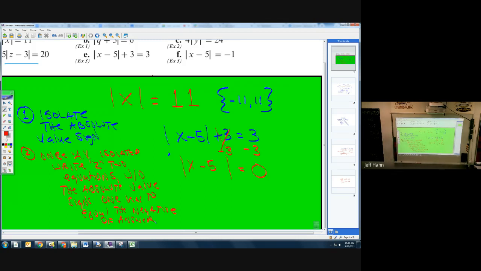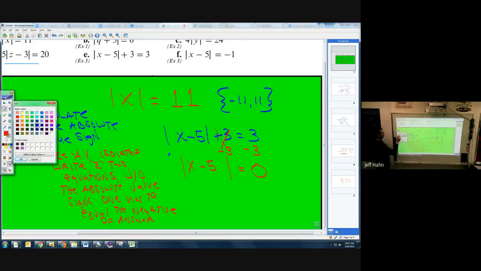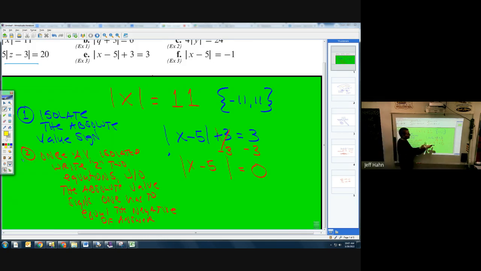All right, here we go. I'm going to talk very slowly and clearly. This is where most people run into a problem. Here's the deal. Once you get this by itself, you then need to write two equations from this. One of them, you take away the absolute value sign, and it's the equation just like it is.